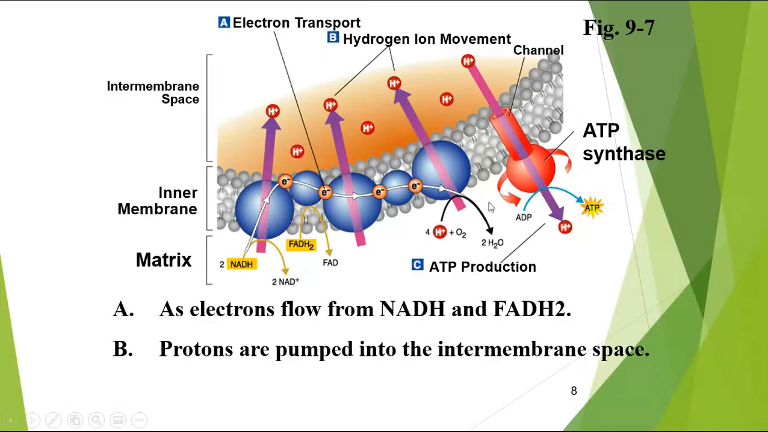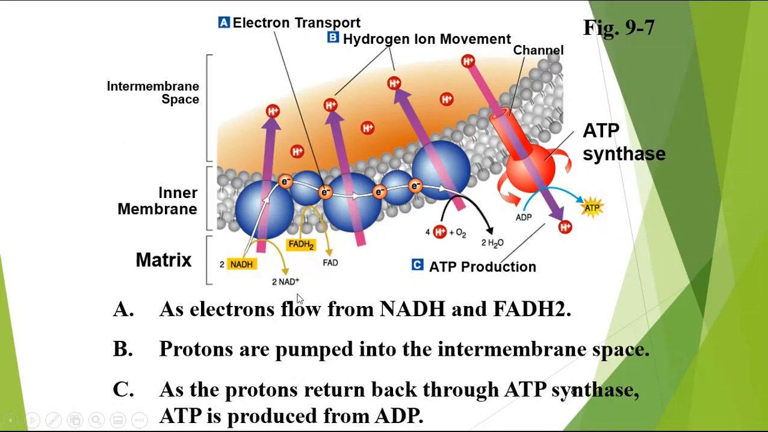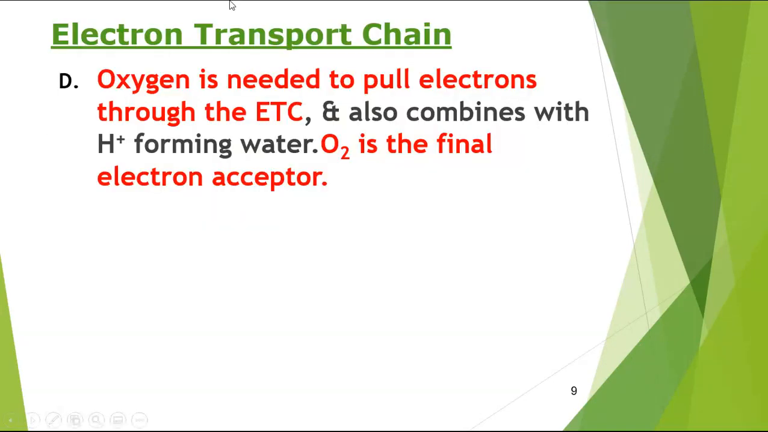Our hydrogen ions, our protons, are pumped into the membrane, into the intermembrane space, and a product of this is going to be ATP. So, to review, oxygen is needed to pull electrons through the electron transport chain, and it combines hydrogen ions with oxygen to form water.